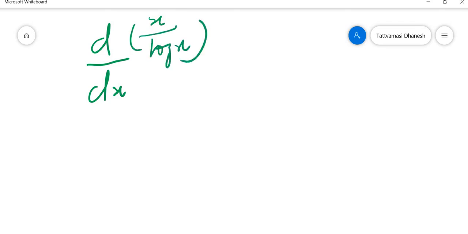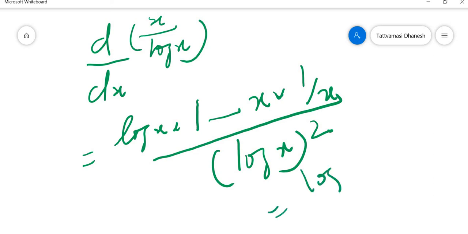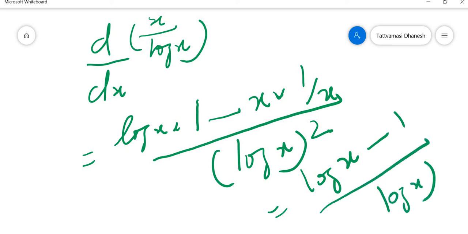Then v into log x into du by dx. X, the derivative is 1, minus u into x into dv by dx. Log x, it is again 1 by x, divided by log x the whole square. So log x minus x into 1 by x, it is 1. So it would be log x minus 1 divided by log x the whole square. This is the answer. So this is known as the quotient rule in calculus.